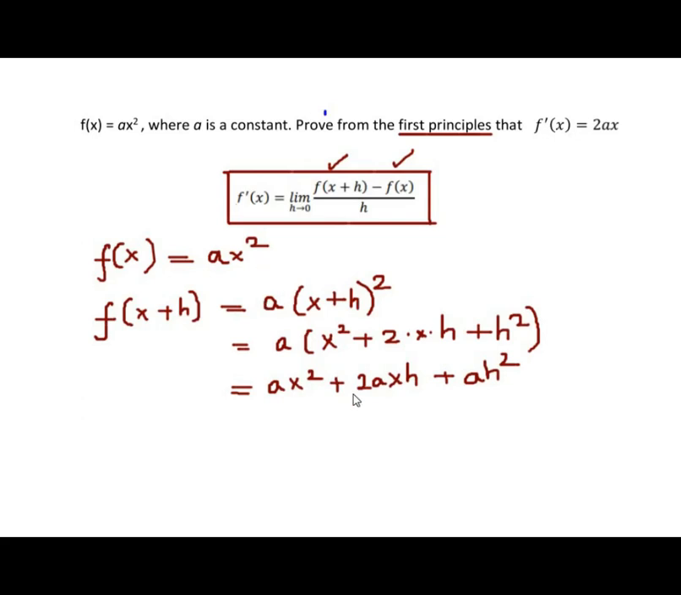Now let us put these two values in the formula. We get it as f dash of x is equal to limit as h tends to 0.